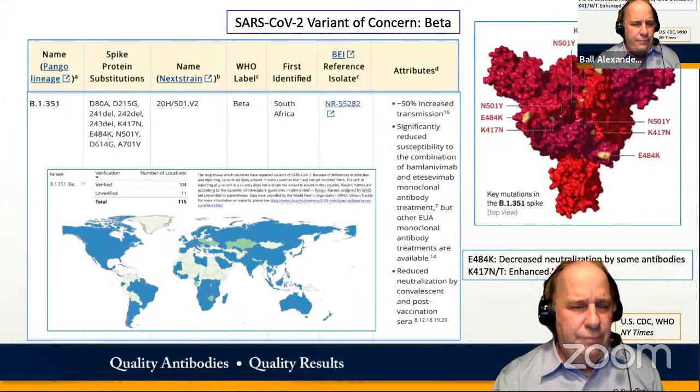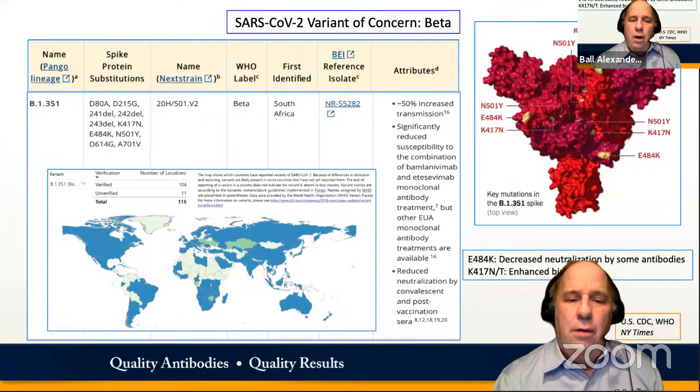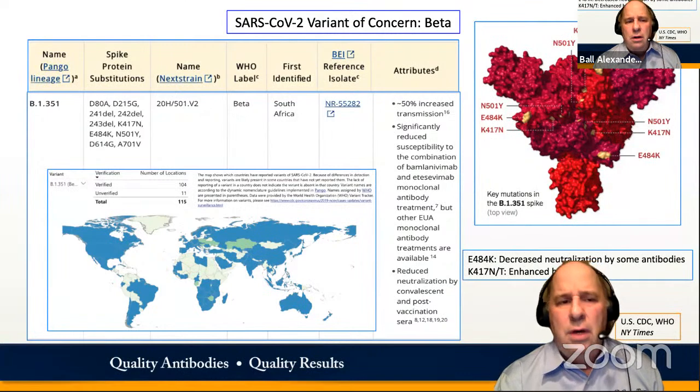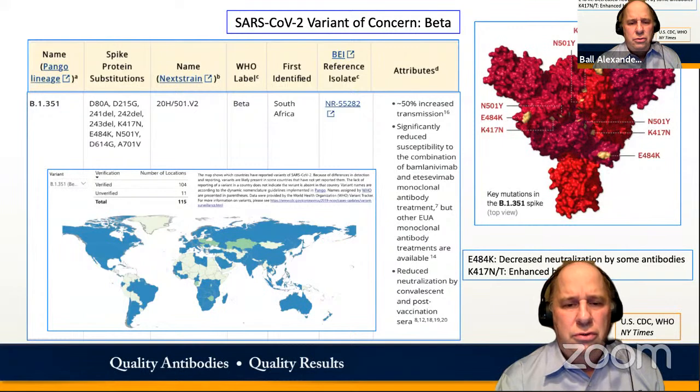So that's alpha. And then next is beta, previously known as B1351, or the South Africa variant. Also widely distributed, and these are verified locations. It has about a 50% increased transmission. It seems to show significant reduction in susceptibility to some of the approved monoclonal antibody therapies, but there are other monoclonal antibody therapies. And there's some indication that it has reduced neutralization by convalescent and post-vaccination sera.